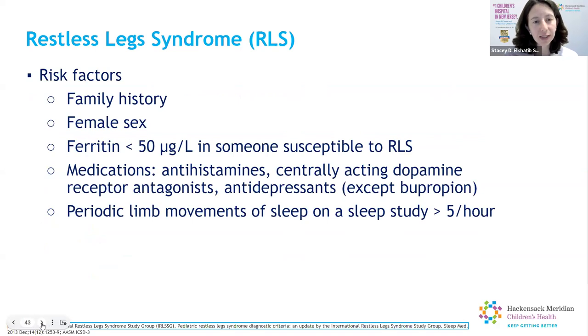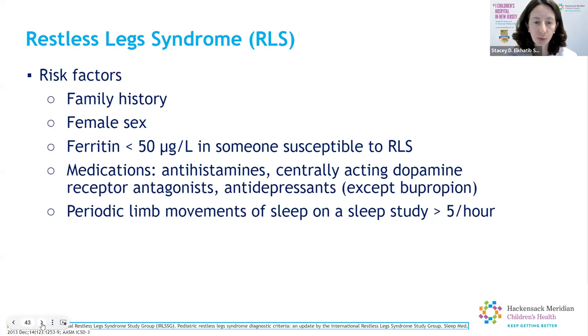There are known risk factors for restless legs, such as a family history. I'd say that's the big one. Oftentimes when I see patients and I hear something that sounds like it, I'll ask, does anyone else in the family have it? And oftentimes there is a family history, mom, grandparents, whoever it is. It's not always present, but oftentimes there is. Female sex is a risk factor. And then ferritin less than 50 is a risk factor as well, in someone who's having symptoms of restless legs. Children without RLS symptoms, if you happen to get a ferritin on them and it is less than 50, it doesn't mean you automatically need to treat them. But if it's a child with restless legs, then the recommendation is to give iron so that you get that ferritin above 50.